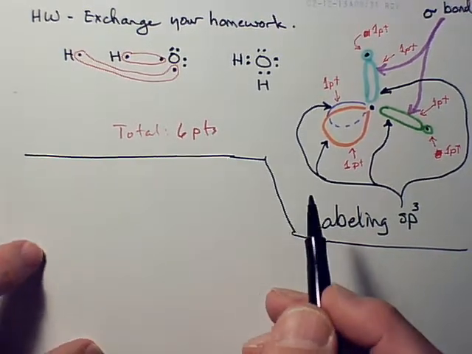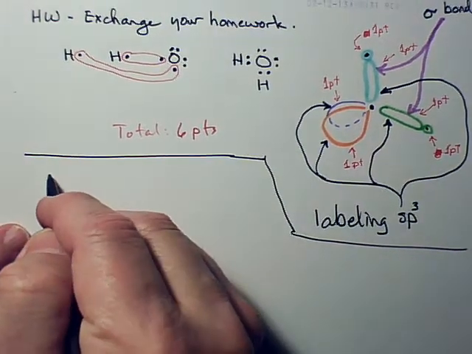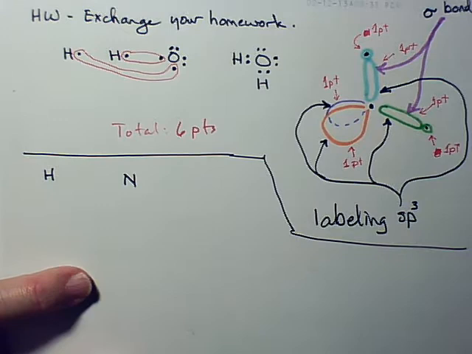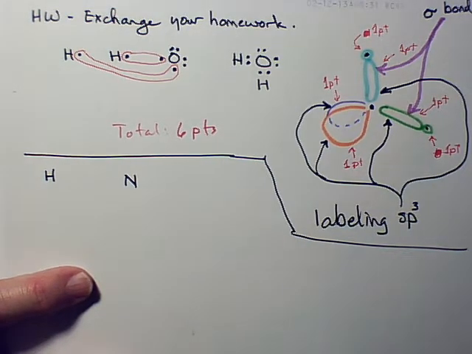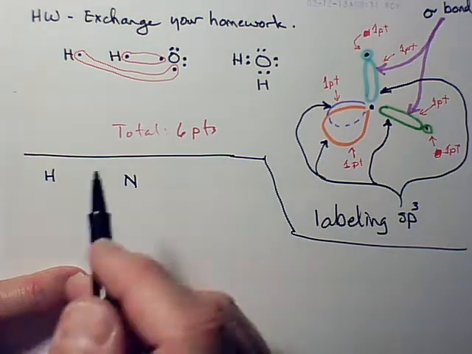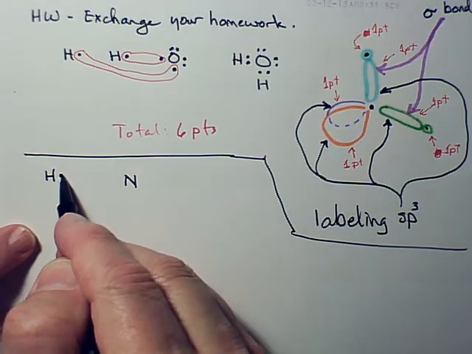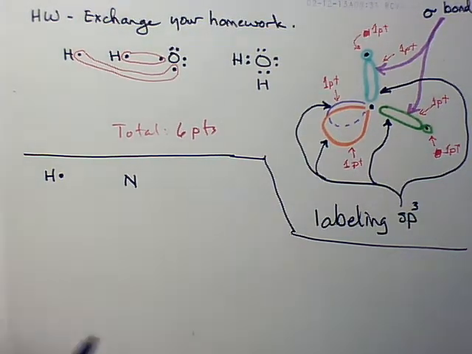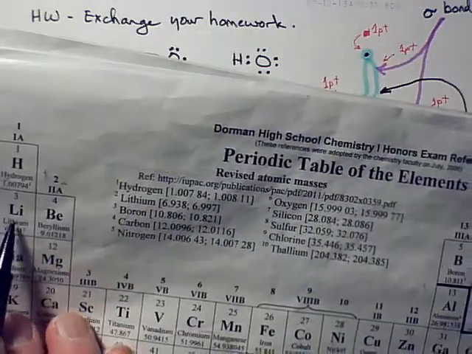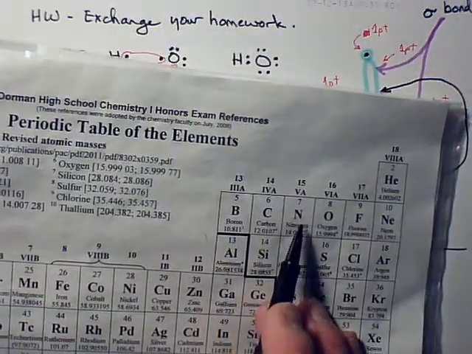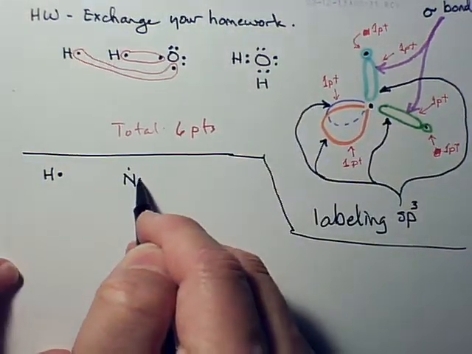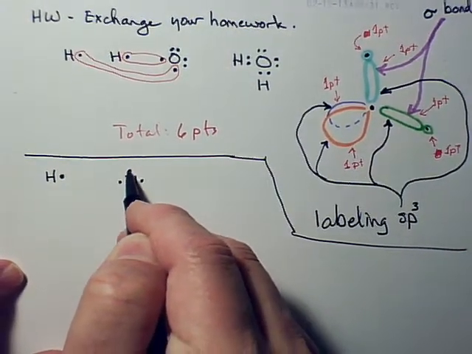Okay. So now what I'm going to do is put together hydrogen with nitrogen. Hydrogen, we know, has only one dot, only one electron at its valence level. Nitrogen, on the other hand, has 1, 2, 3, 4, 5 electrons in its valence level. One on each of the four sides, and then I can pair up.